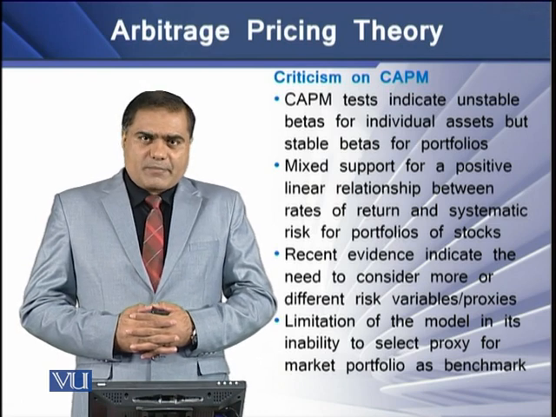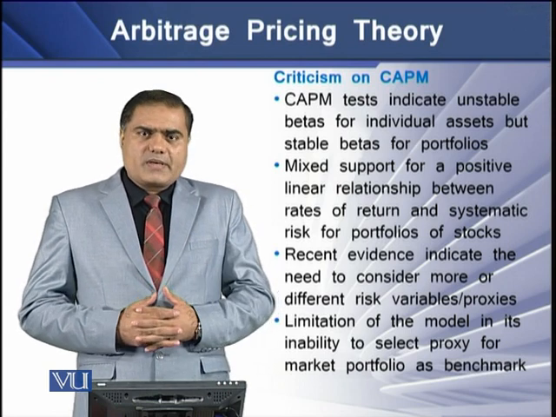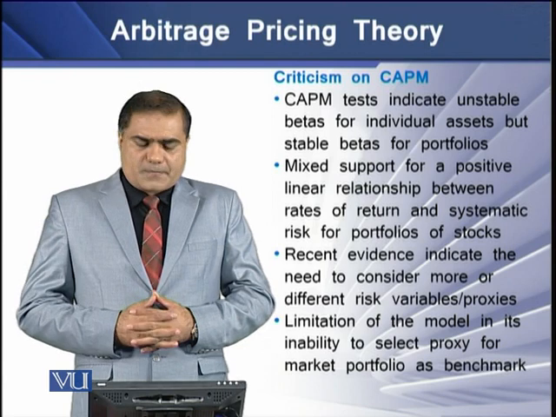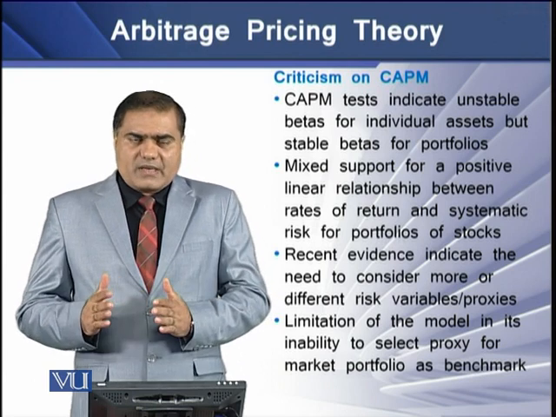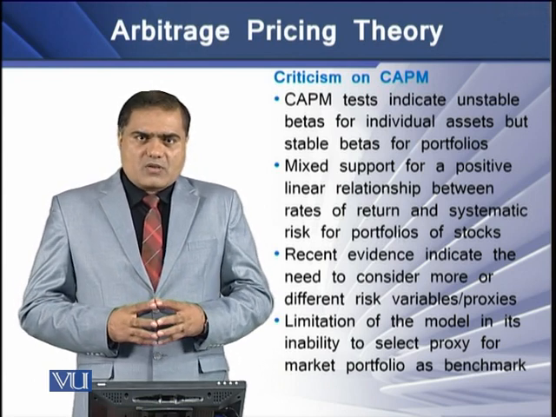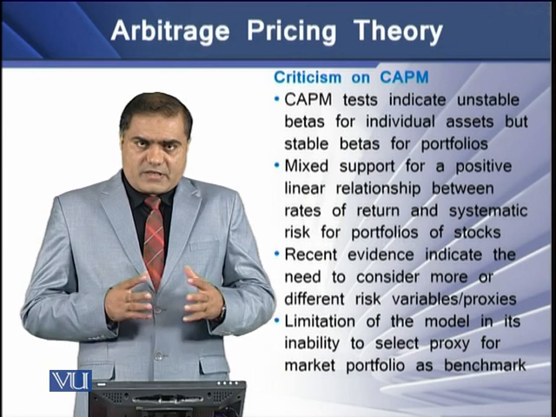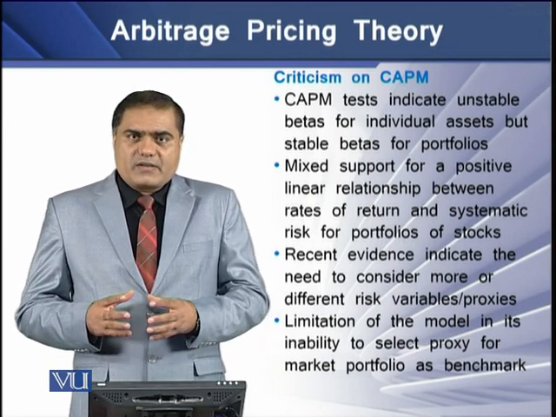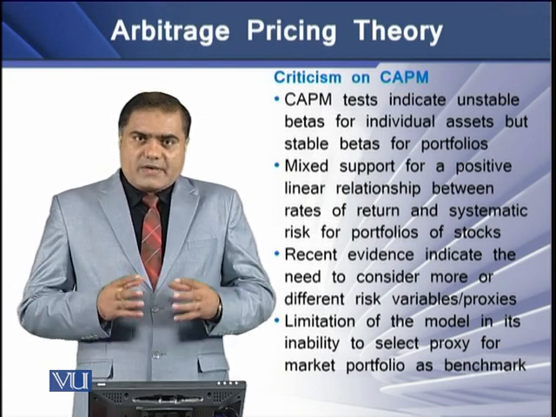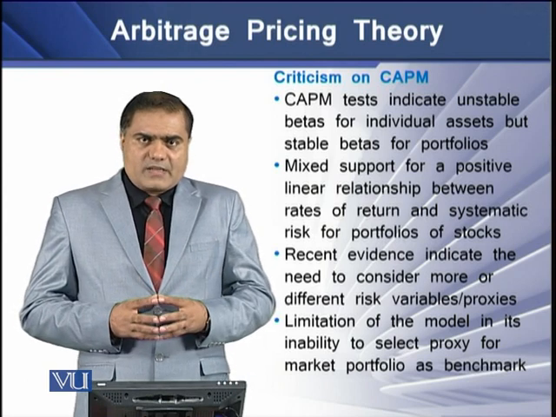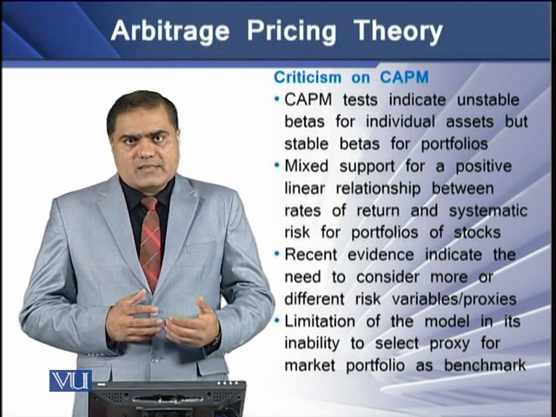It is said that CAPM tests indicate unstable betas for individual securities but stable betas for portfolios. There is mixed support for a positive linear relationship between rate of return and the systematic risk of portfolios of stocks. Recent evidence indicates the need to consider more or different risk variables or proxies thereof. There is also a limitation in that the model is unable to select a proxy for the market portfolio as a benchmark.